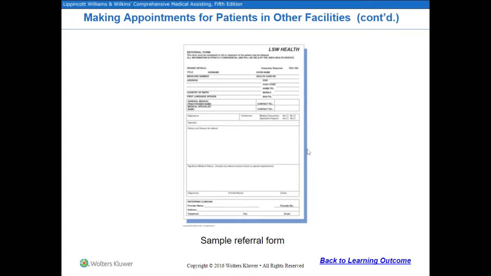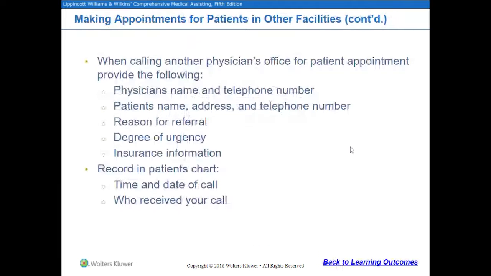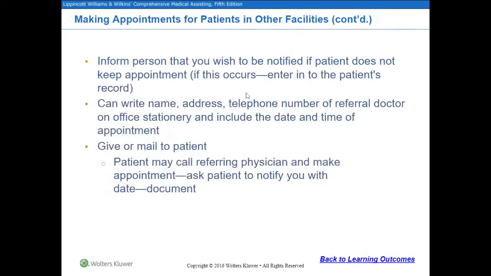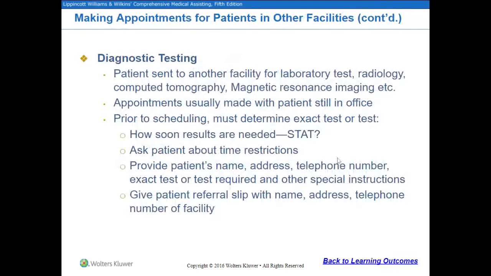The referral will indicate the patient's diagnosis and any other notes that the doctor needs to include. It'll also have their information as well as the doctor that they're referring the patient to. And this is just some information of what you need to do if you ever have to call a physician's office and make the appointment for the patient. You'll give them the patient's information, the reason, how urgent it is, insurance information, and then you'll just record in the patient's chart who you talk to. You'll also give or mail the referral to the person. Okay, so that's just indicating that.